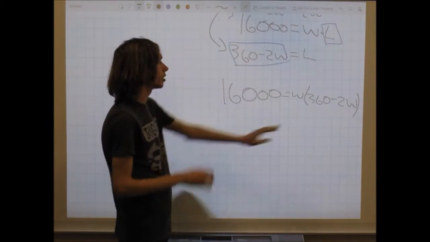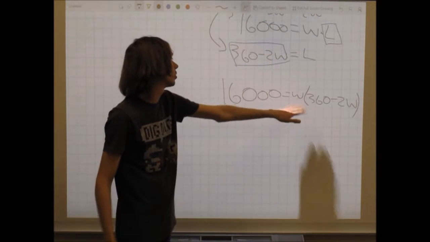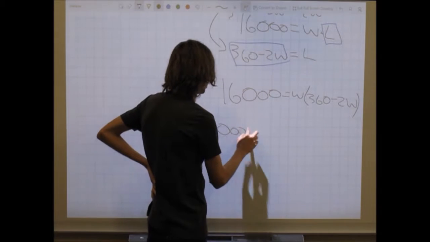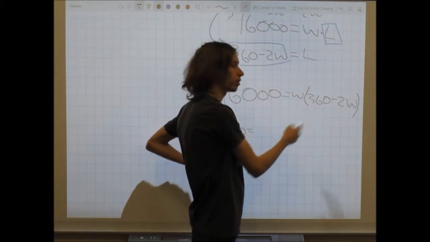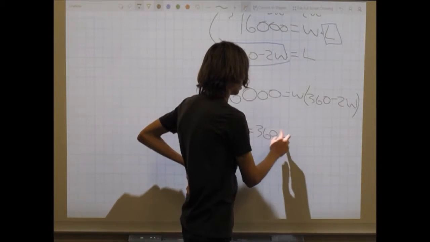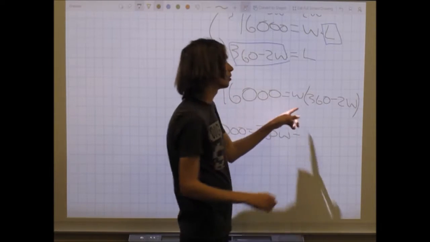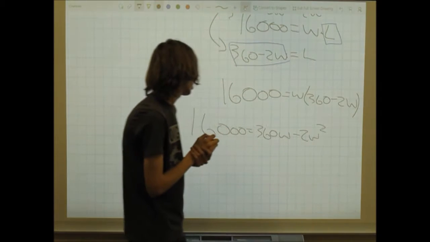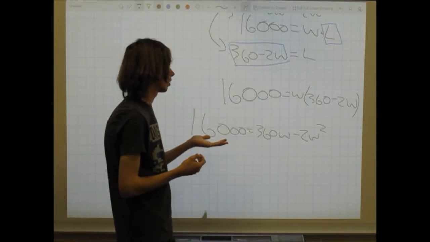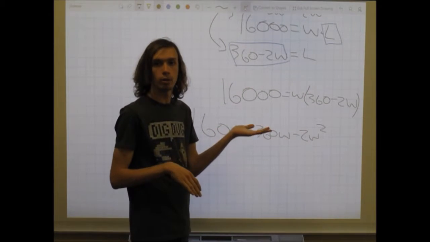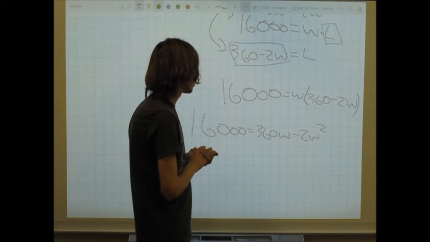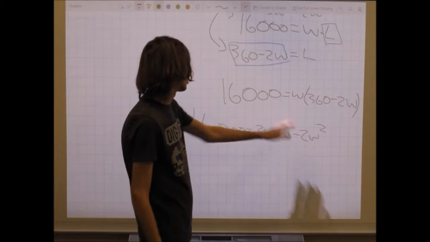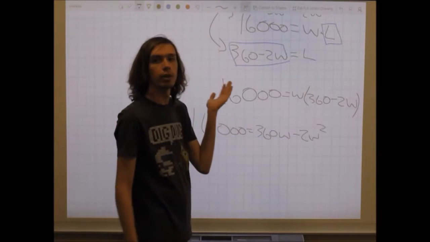Okay, so now let's just distribute the W's, right, or this W right here. So I'll write it a little bit more to the left. So W times 360 is just 360W. And then W times negative 2W is minus 2W squared. Okay, so now we're just dealing with a quadratic equation that has only W in it, so we can solve for W here, right? So, we could set it equal to 0, right? So let's go ahead and move everything over to the left.